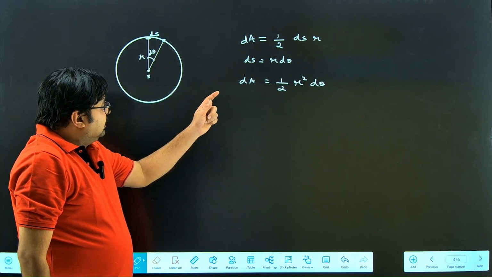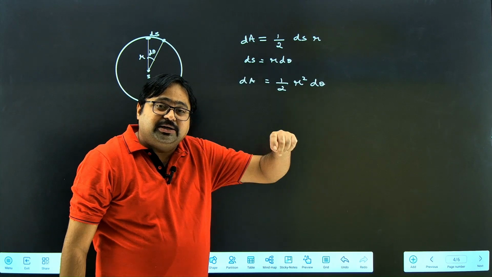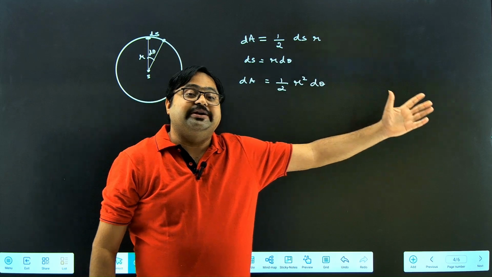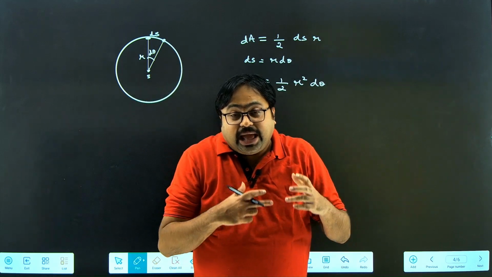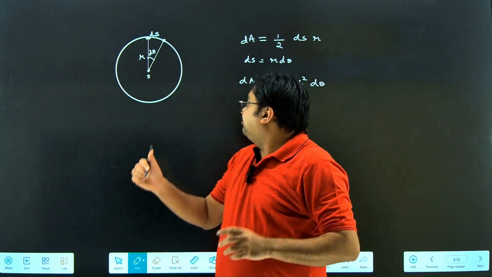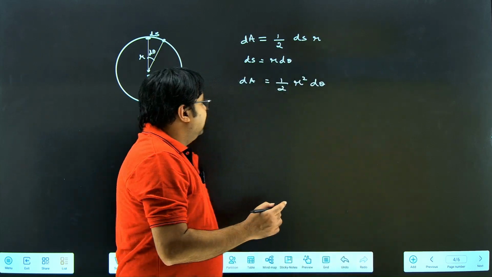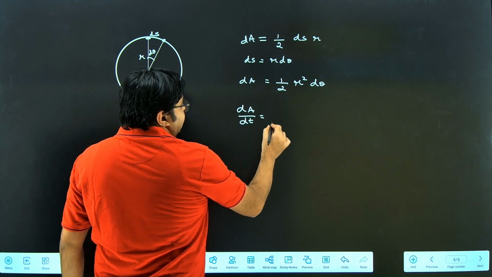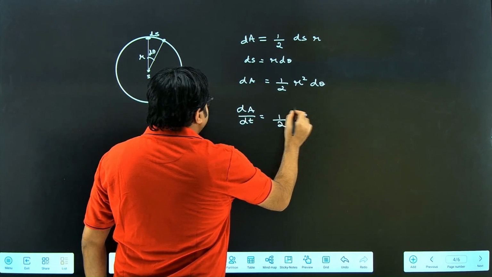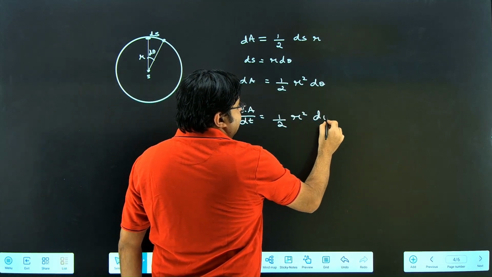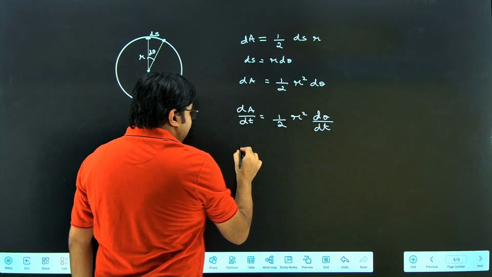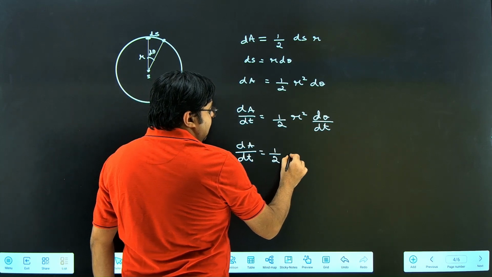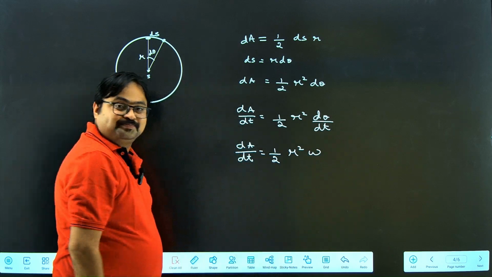Well, let's understand the statement of Kepler's second law. It says it sweeps equal areas in equal intervals of time. That means we'll have to look at how does the area swept dA change with time. So let's find the rate of change of that area. So I have dA by dt equal to half. R is a constant in this case, and we have d theta divided by dt. So we have dA by dt being equal to half r square into omega.